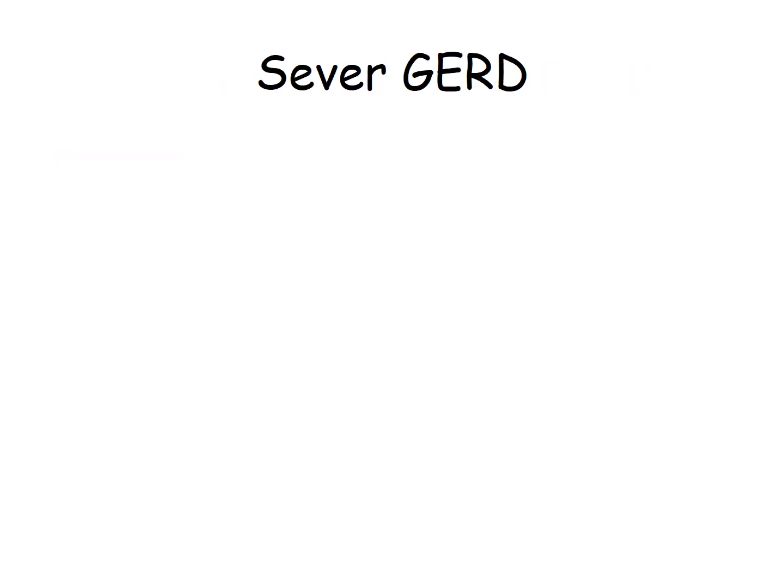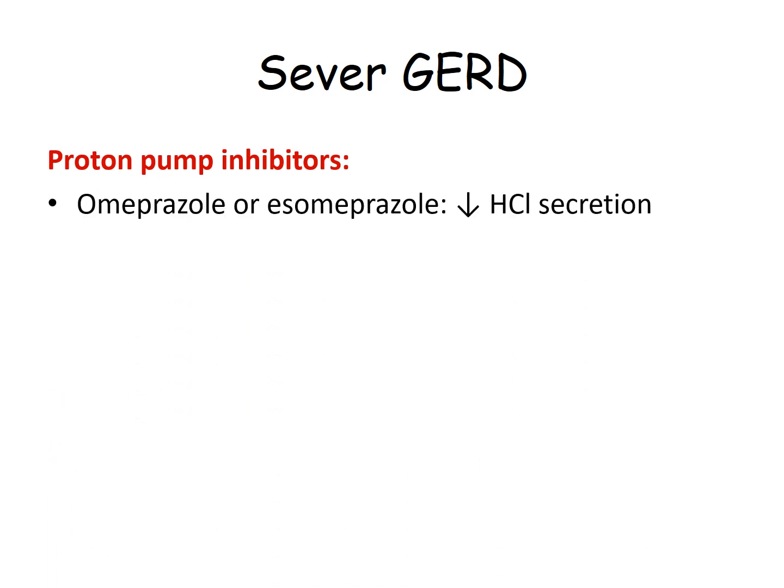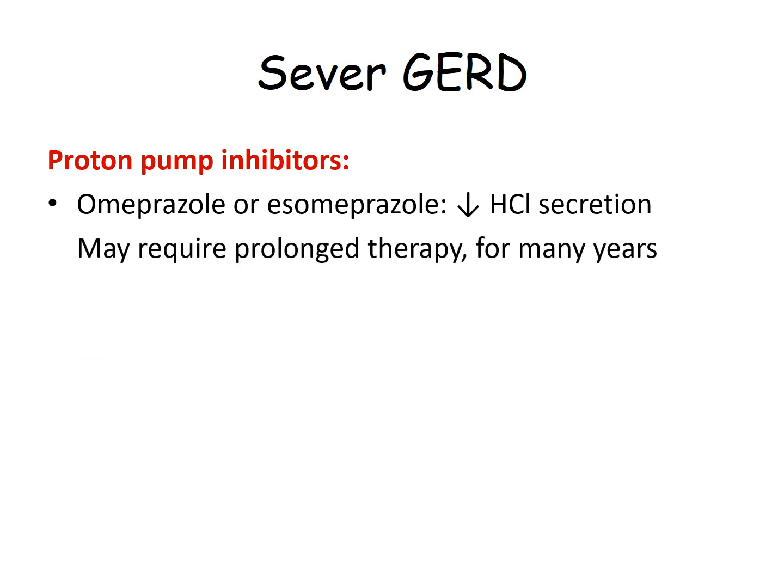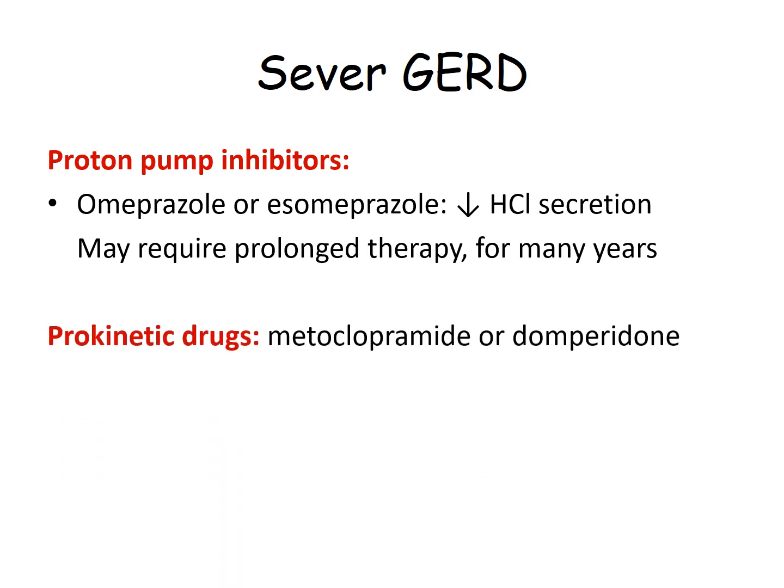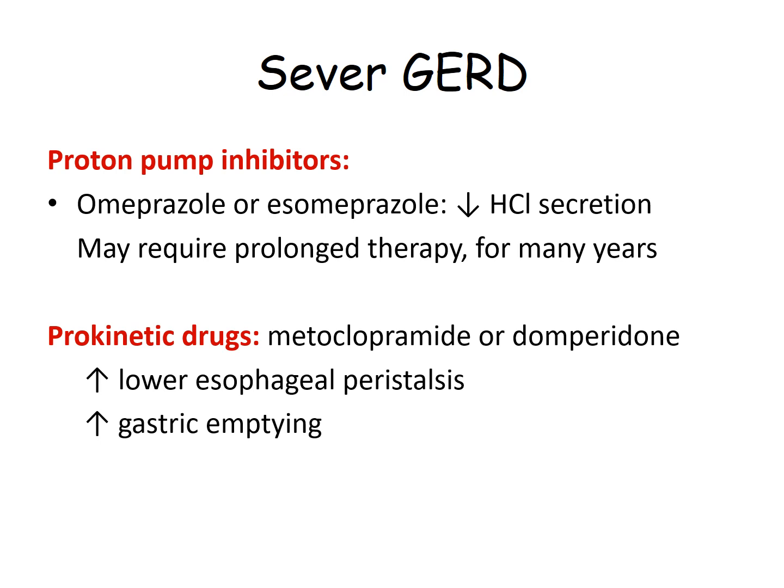When there is severe GERD, stage 3 GERD, we will have to use proton pump inhibitors like omeprazole, which reduce the HCl secretion, and it requires prolonged therapy for many years. Sometimes the treatment may take even 1 year for treating a patient. Prokinetic drugs, metoclopramide and domperidone, increase the peristaltic movement and also increase the tone of our lower esophageal sphincter, which increases the gastric emptying.